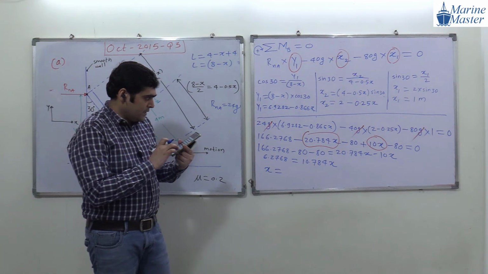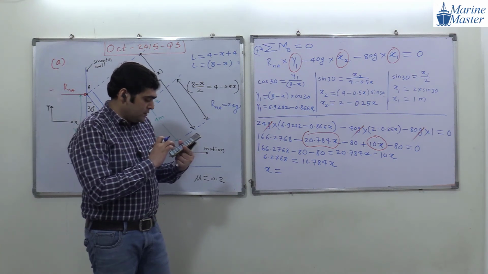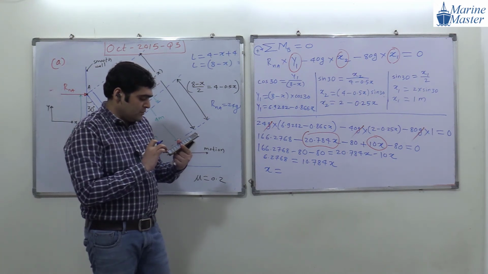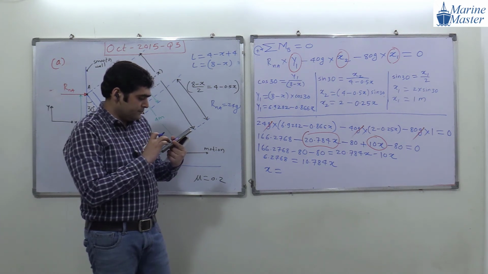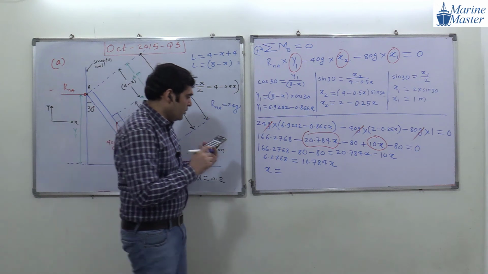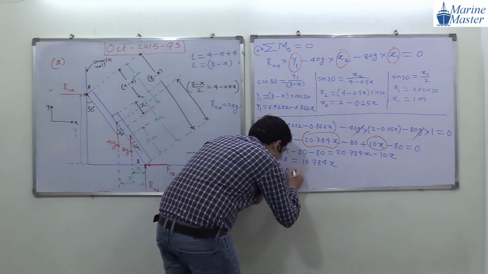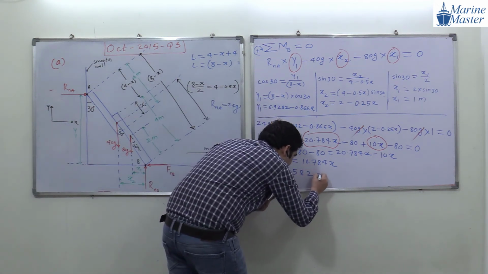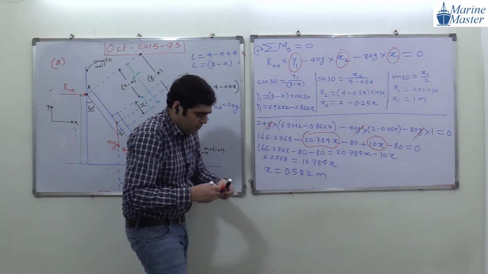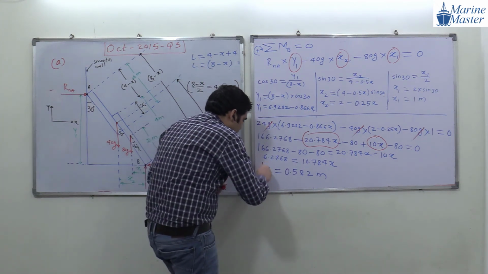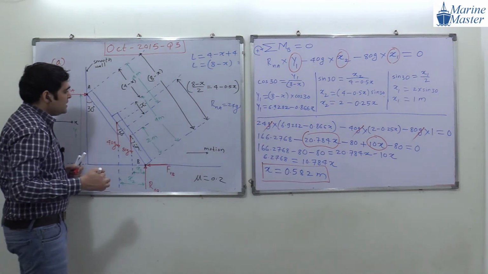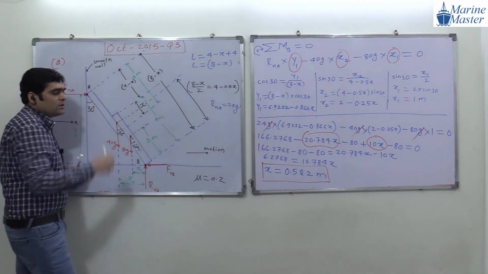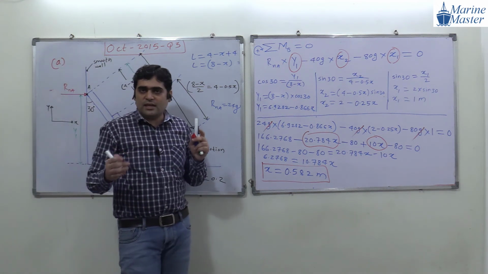6.2768 divided by 10.784. How much are we getting? 0.582 meter. Okay, so this is our overlap. Does anyone have any doubt in this discussion? So this is our answer for part B. In part B, what were they asking? They were asking us for x, that is, the overlap.